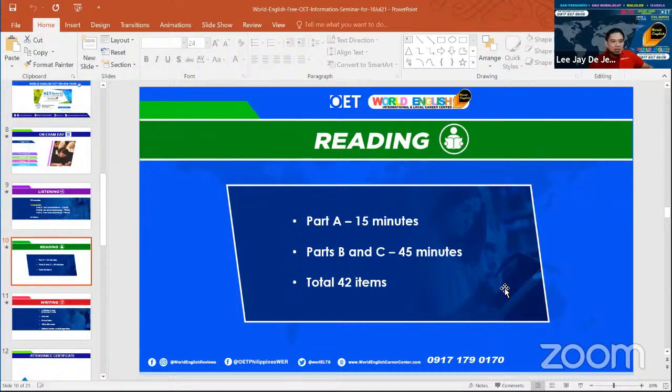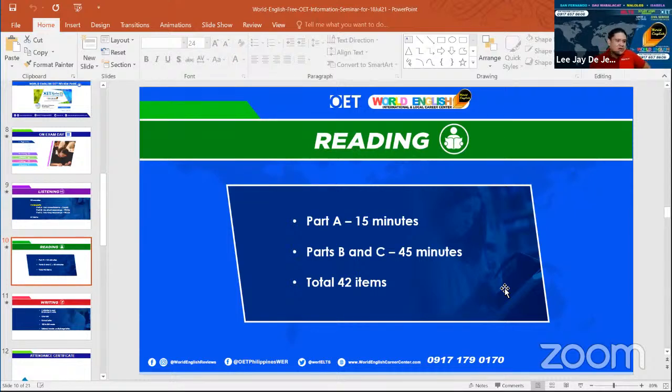After that one, they will take away the test paper for part A, and then they will give you the questionnaires for parts B and C. Now, parts B and C combined, you'll get 22 questions, but 45 minutes to answer. So ito sobra-sobra naman. There will be a total of 42 items.